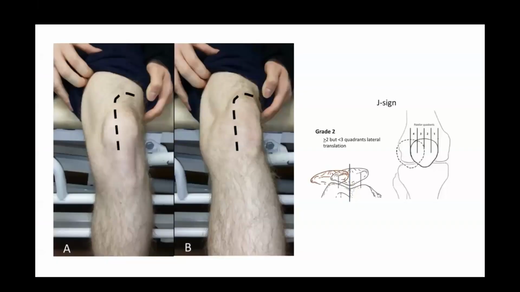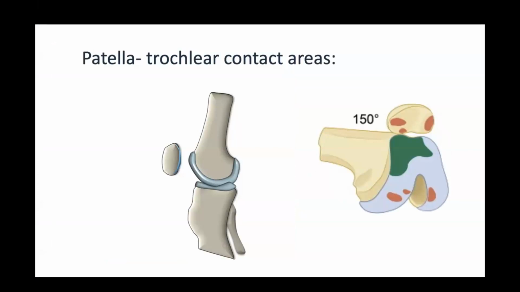When you look at J tracking, as you go on extending the knee, slowly the patella starts moving laterally in an inverted J fashion. You can divide the instability into grade 1, grade 2, and grade 3 components, depending on how much the patella translates. These are the contact areas, more commonly at a higher degree on the lateral trochlea.